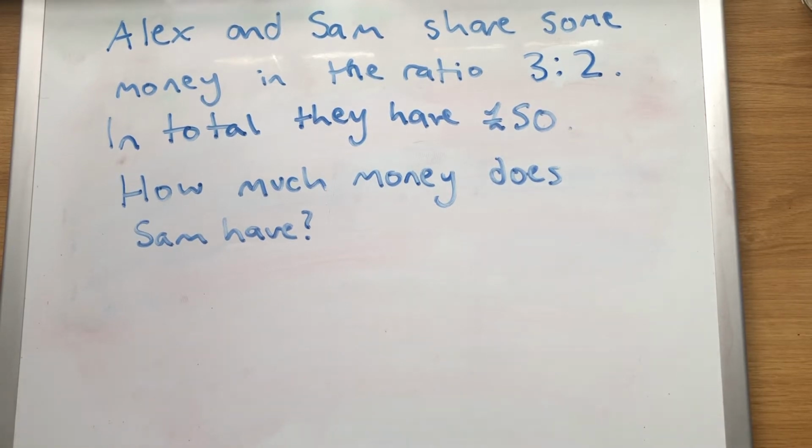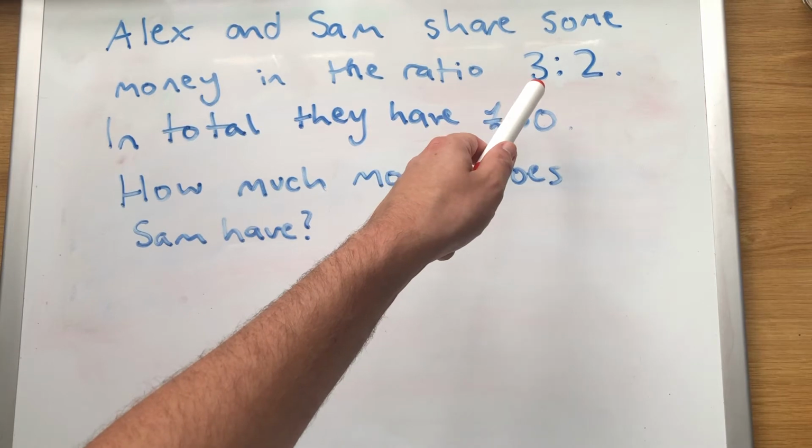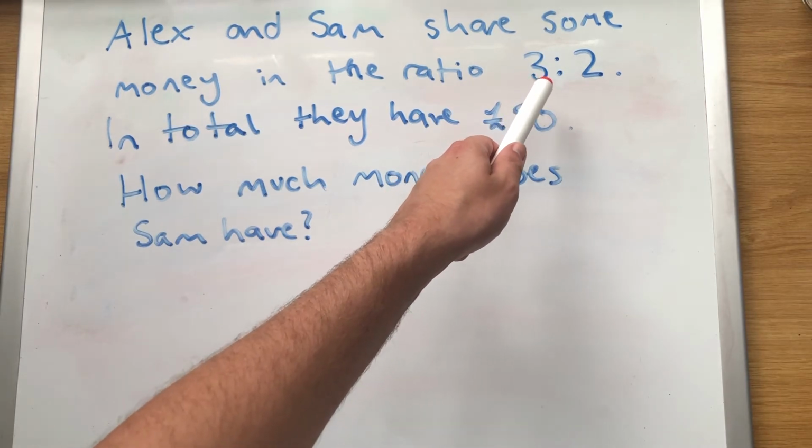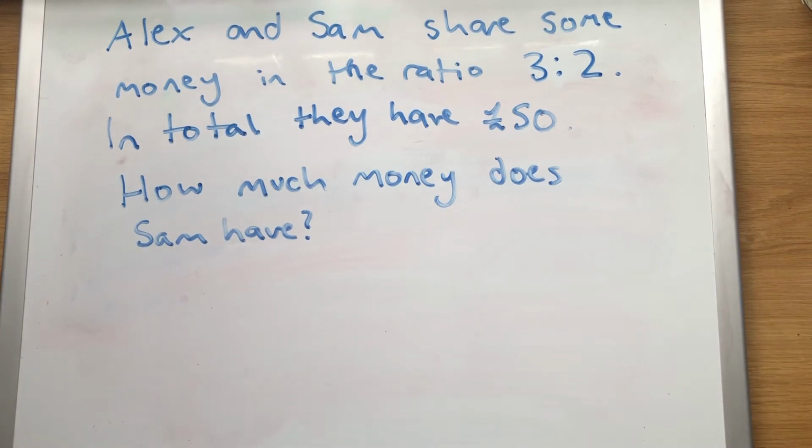It is the best method in the whole world, and by the end of this series of videos you're going to be able to answer all ratio questions easily. For this question here, we need to know how to draw out the ratio 3:2, which we covered in part 1, and know if this 3 here belongs to Alex or Sam, which we covered in part 2. If you don't know either of those things, you have to click on the videos.